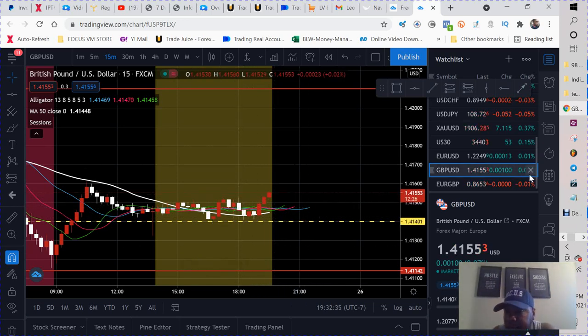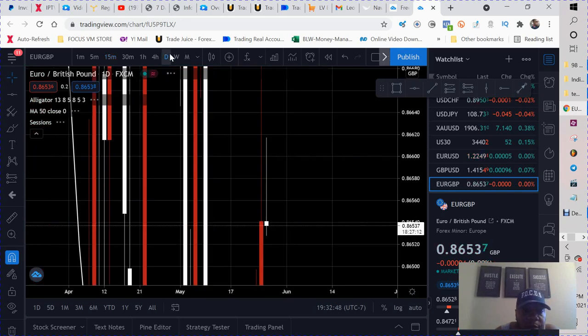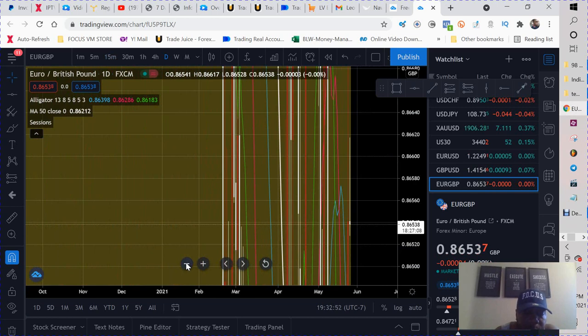All right, so next chart we're gonna look at, we'll stay with the British pound, right? Quick. So we want EURGBP. Let's see EURGBP. Once again, like I always start off on the daily. Start off on this daily, right? Quick. Okay.